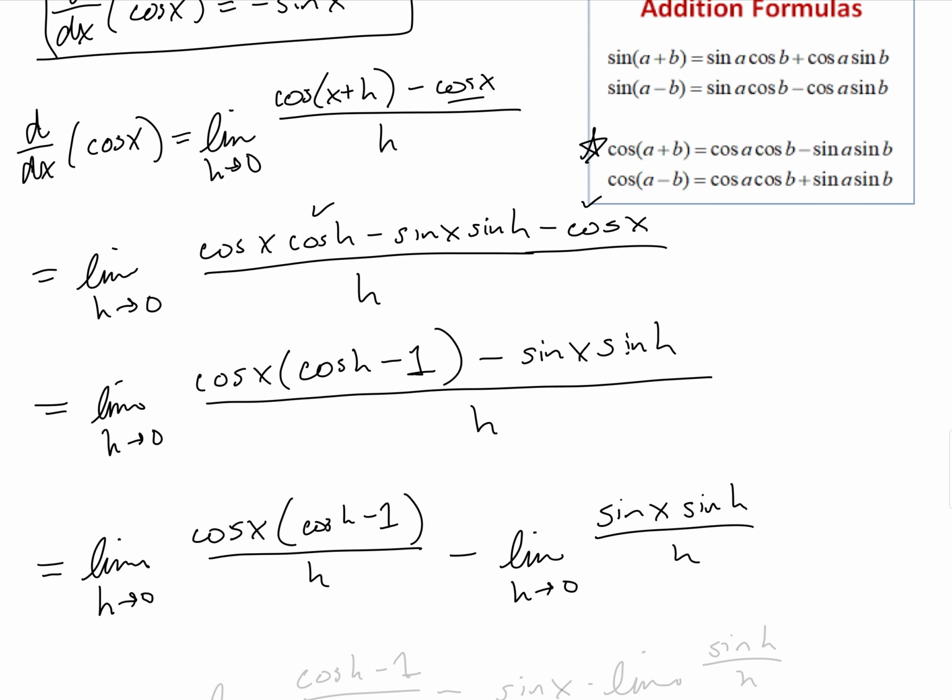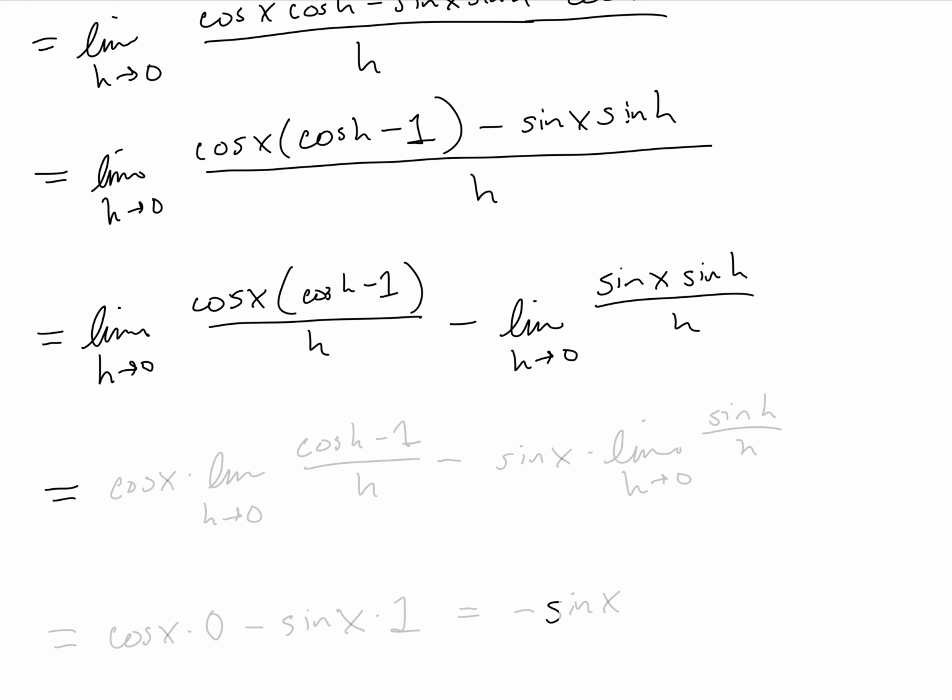And again, we can observe that the cosine of x is constant with respect to h, so we can bring it out front of the limit. It is not affected as h goes to 0. So cosine of x times the limit as h goes to 0 of cosine of h minus 1 over h minus, and same thing with sine of x times the limit as h goes to 0 of sine of h over h.